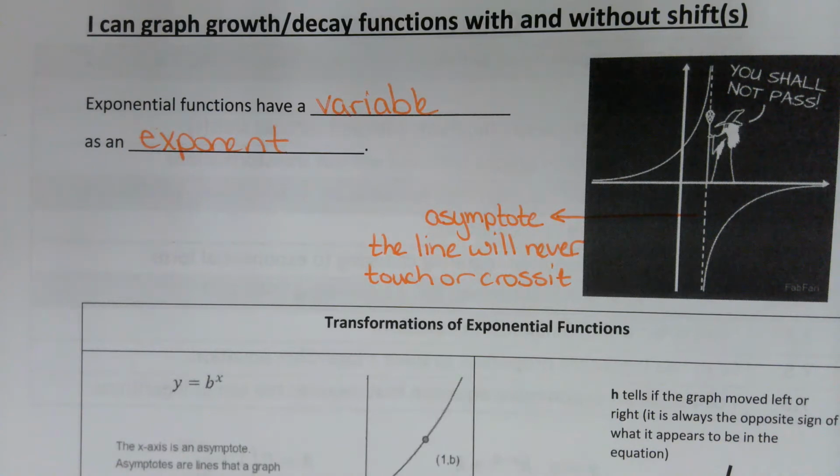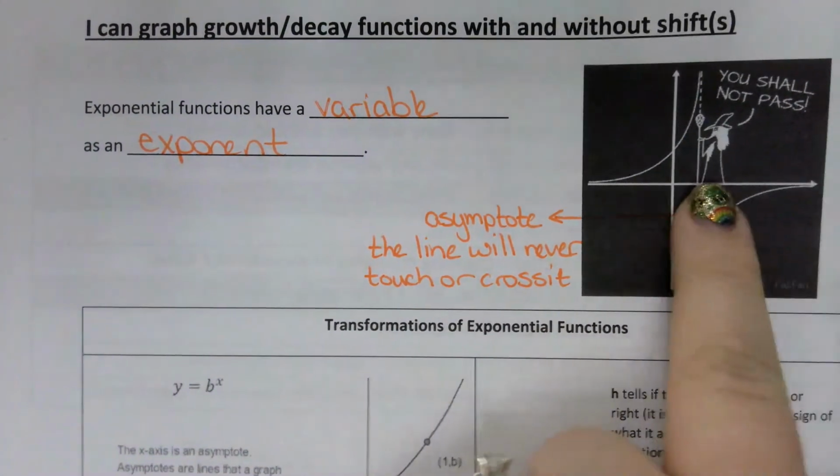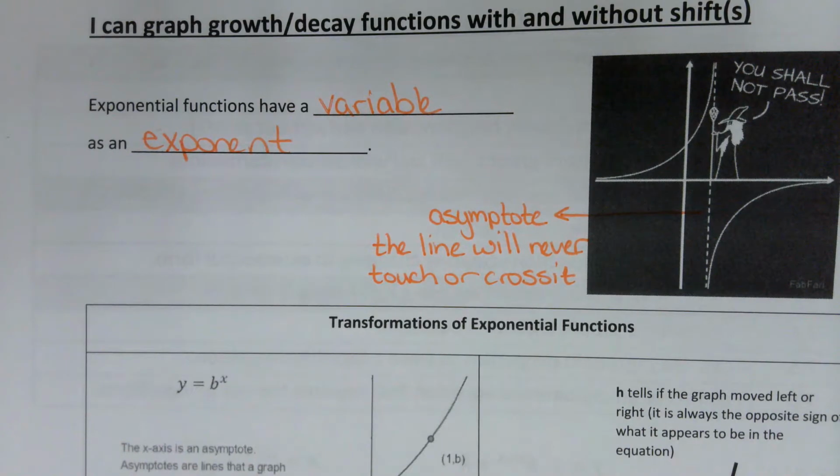But with this exponential function, the asymptote still has the same rules as an asymptote in a rational function. That's that dashed line here. That's our asymptote. And Gandalf is representing what an asymptote really is. It's a line that our graph cannot actually touch or cross. It will approach it, but once it gets there, it acts almost like two magnets with the same polarity. It'll move along it, but it will not actually touch it or cross it.